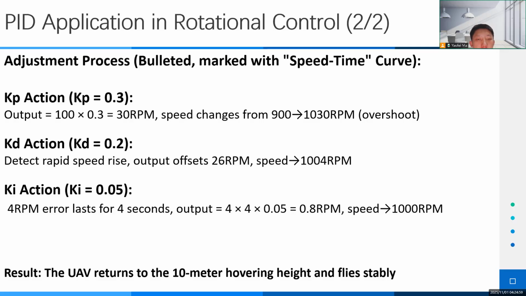KI fixes the last error. The error is 4 RPM and it lasts 4 seconds. KI is 0.05, so the integral output is 0.8 RPM. With this, the speed drops to 1000 RPM. Result: the UAV goes back to hovering at 10 meters and feels stable.